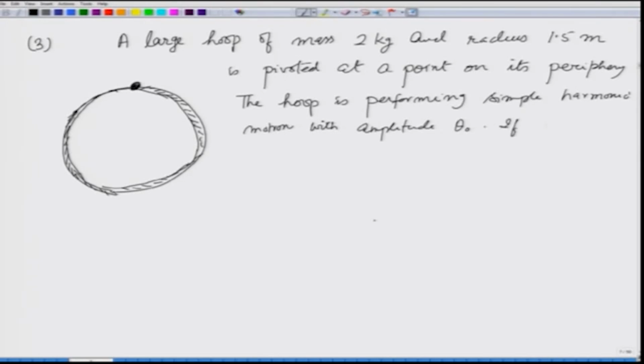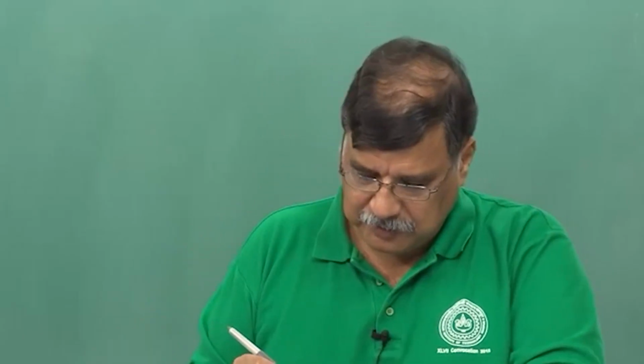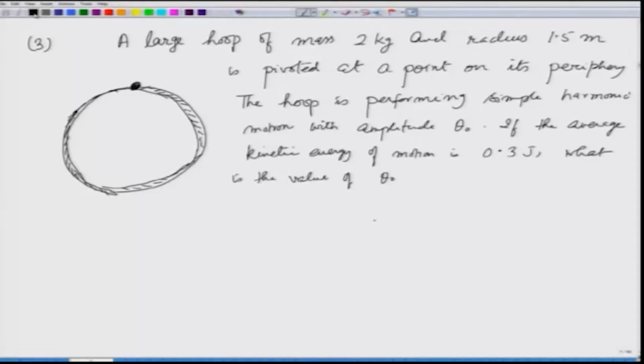If the average kinetic energy of motion is 0.3 joules, what is the value of theta 0? You can do this problem in several different ways, but I will explain different terms. So, now the solution.